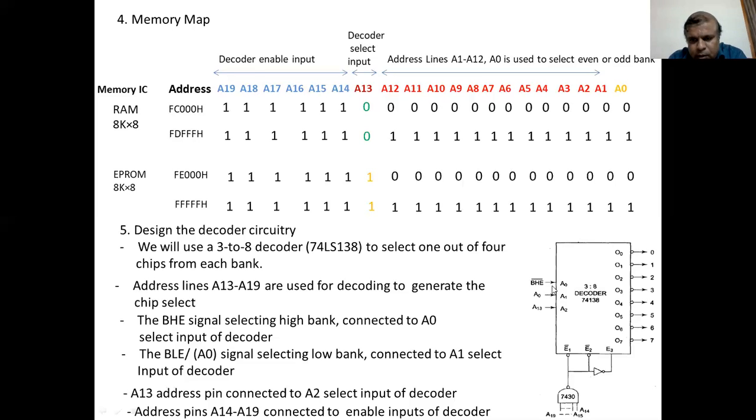So these address inputs A0, A1, A2, or BHE bar, A0, A13, select which output pin should go low. So when A0, A1, A2 is 0, 0, 0, the first output pin will go low. Then 0, 0, 1, the second output will go low, and so on. So these address inputs select which output pin should go low, or be at logic 0.